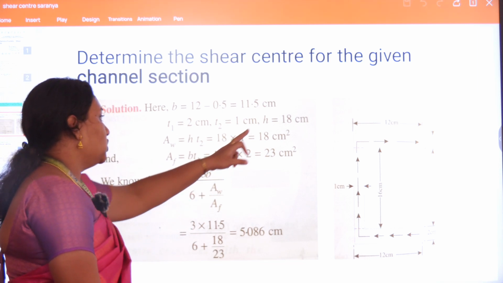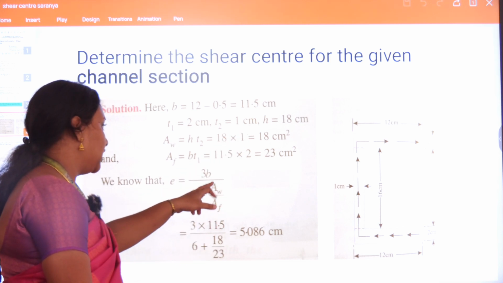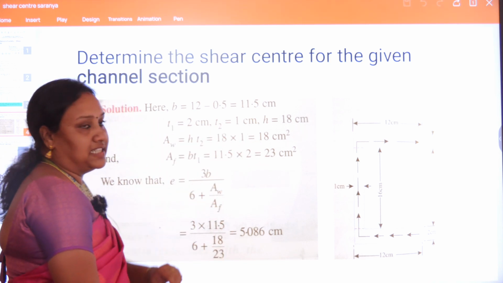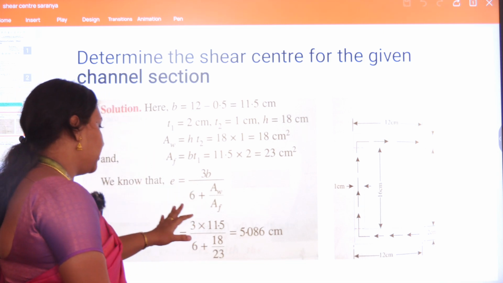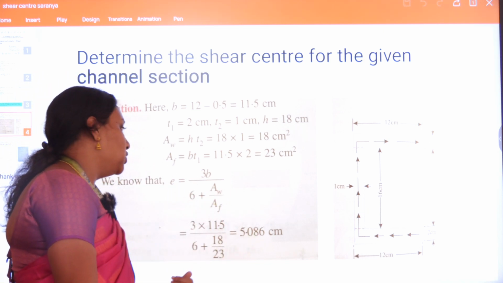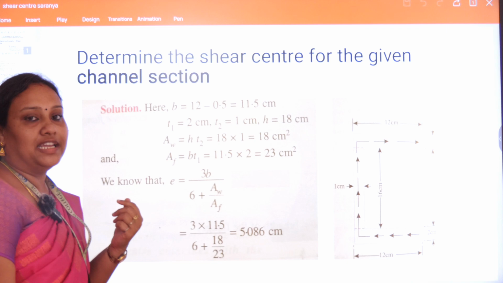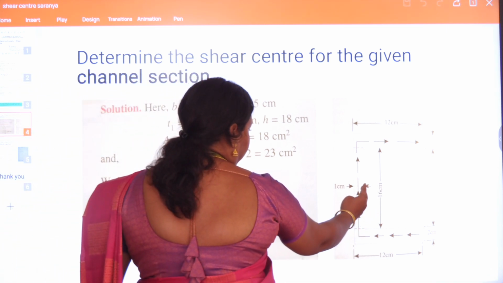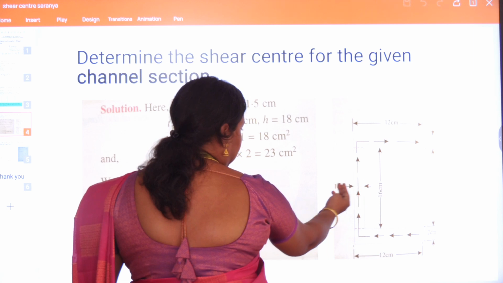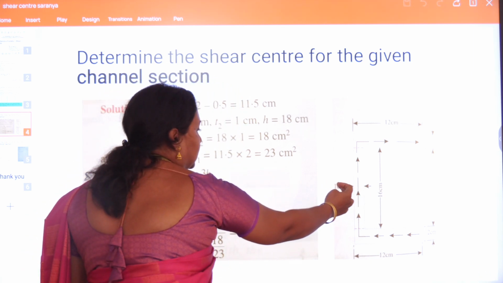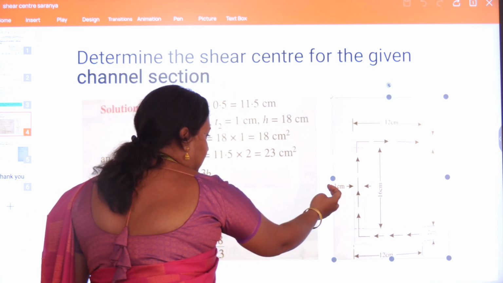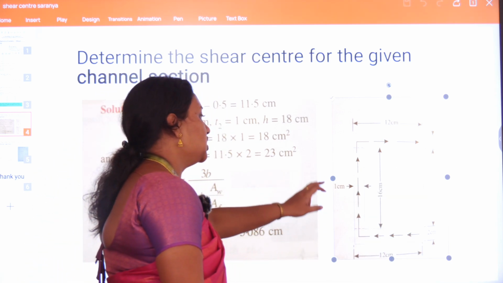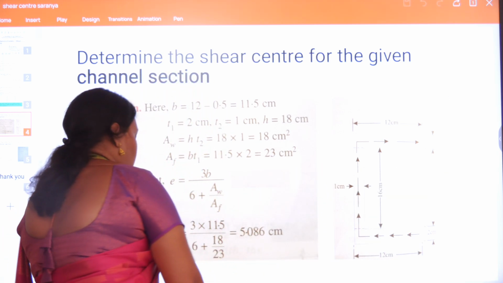3 into B value is 11.5 divided by 6, plus area of the web is 18 centimeter square and area of the flange is 23 centimeter square. So when you substitute all the values, you will get the eccentricity value to be 5.086 centimeter, which means that at a distance of 5.068 centimeter from the center of the channel section, the eccentricity acts. That is, the shear center acts at this point.